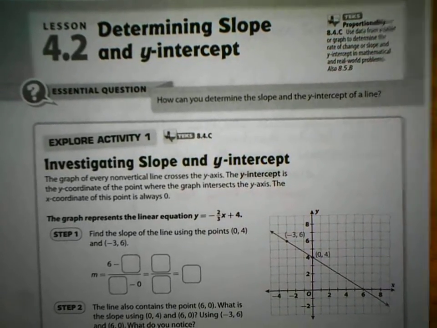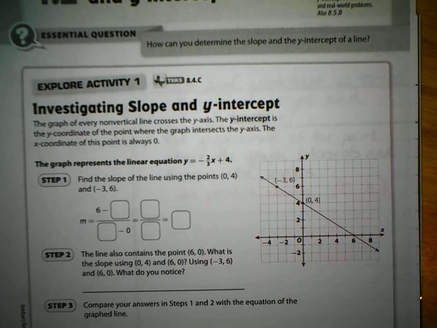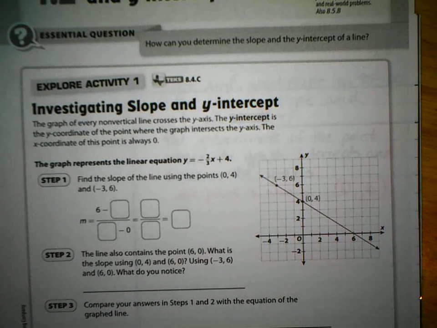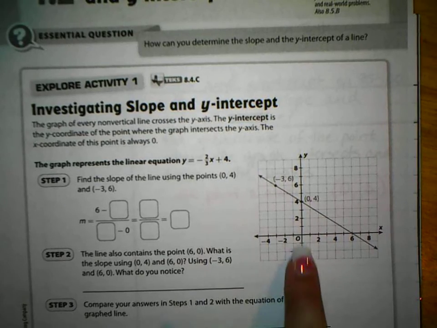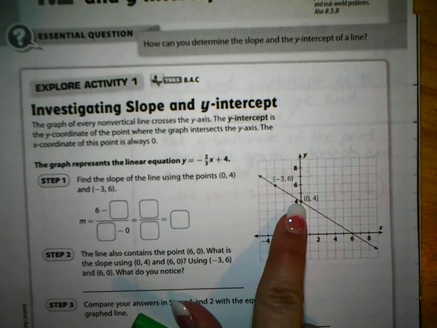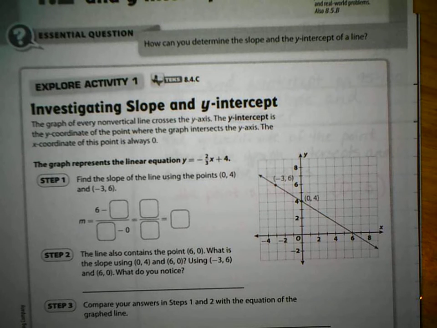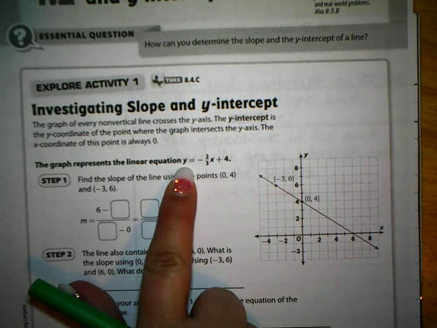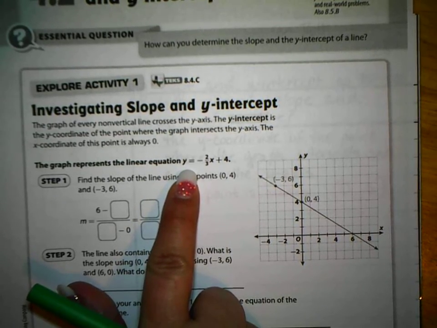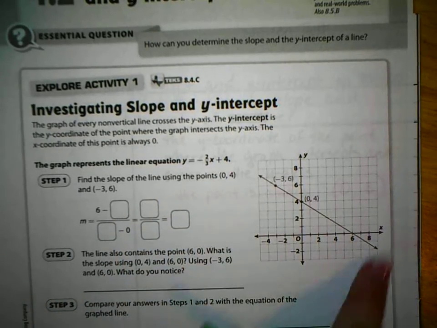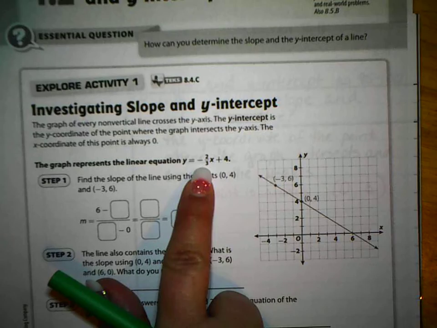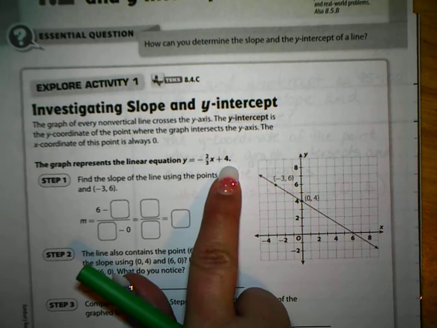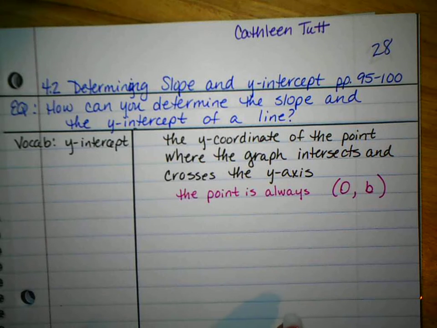Now, you have a problem on page 95 in your book. It says the graph of every non-vertical line crosses the y-axis. This is the y-axis. You can see the line crossing it. The y-intercept is the y-coordinate, which we just discussed. This graph represents the linear equation y equals negative 2/3 x plus 4. And we can use information from the graph to prove the slope and the y-intercept, and that's what I'm going to do. So I will quickly sketch that graph for us.